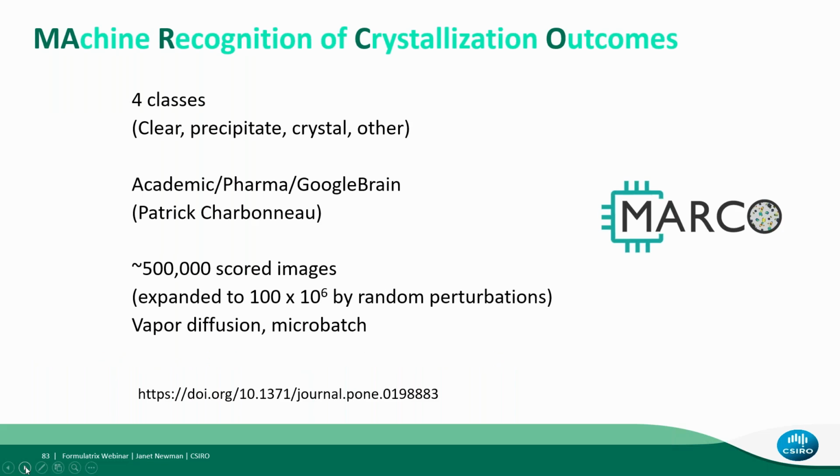And what we decided over the course of this collaboration is that we were going to stick to our 4 basic classes. We were going to use as many images as we could get that were scored, and it turned out we ended up with 500,000 scored images. These were expanded by random permutations to a set of about 100 million different images, which were then used in a deep learning algorithm. We used both vapor diffusion images and microbatch images, and the microbatch images, all 170,000 of them, were contributed by the HWI. And you can read about this on that link that I show here.